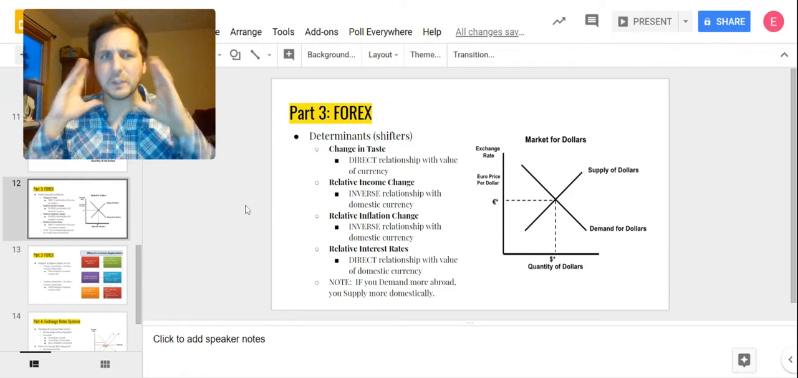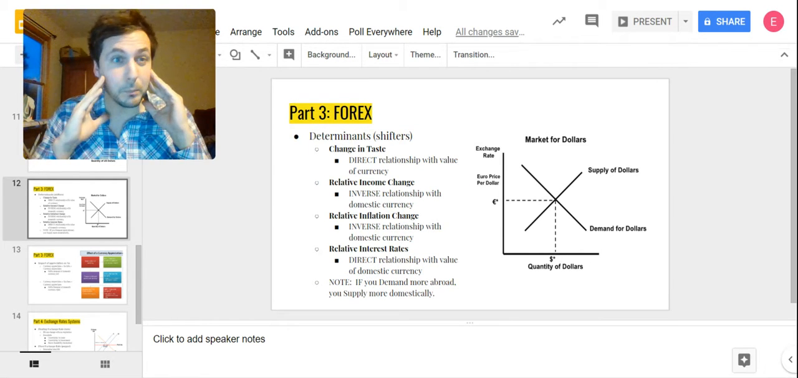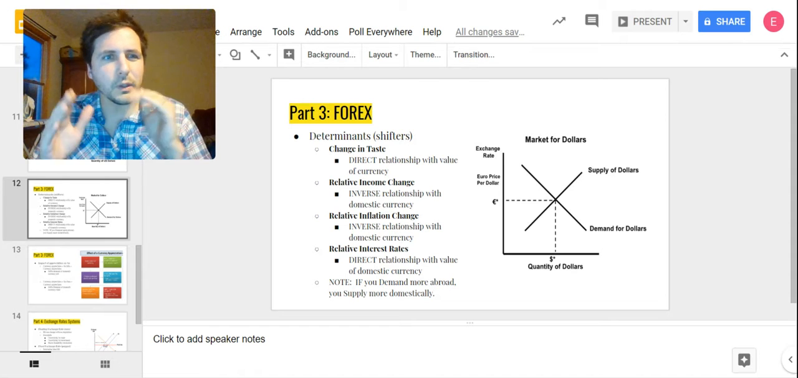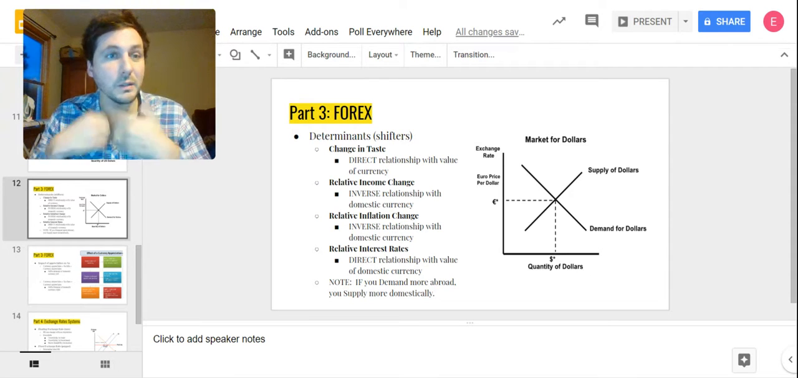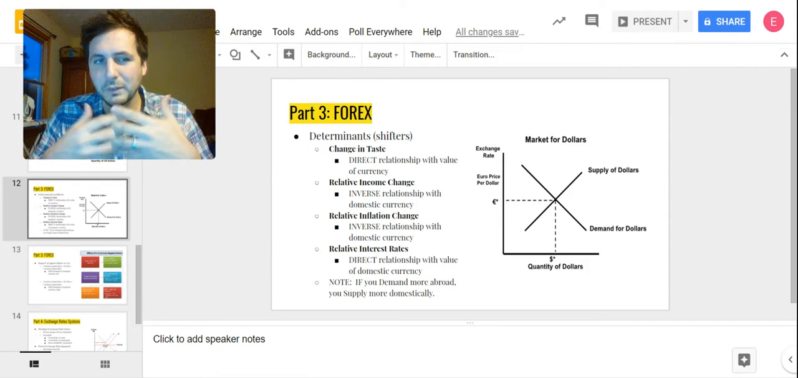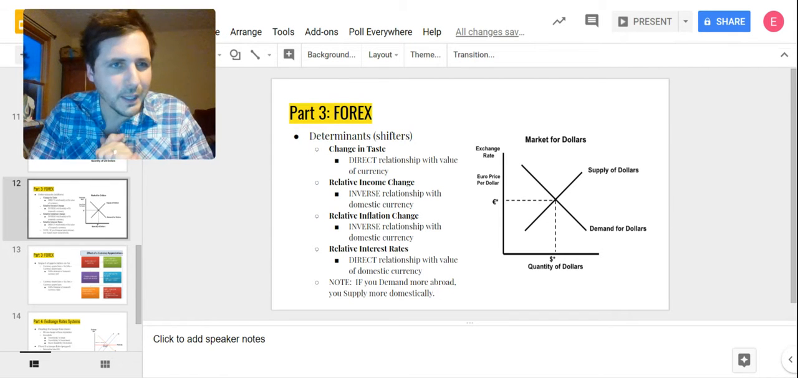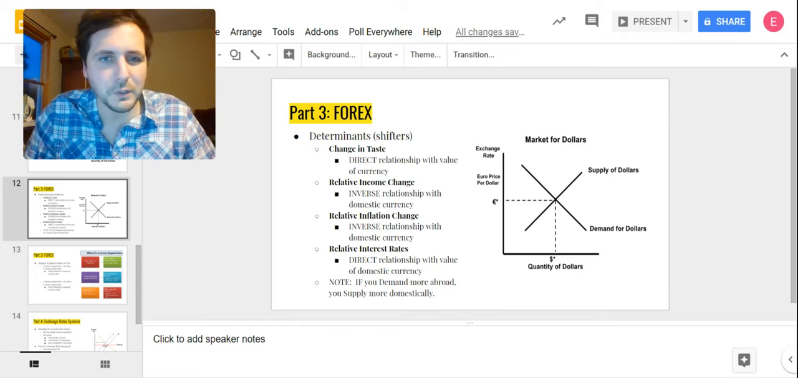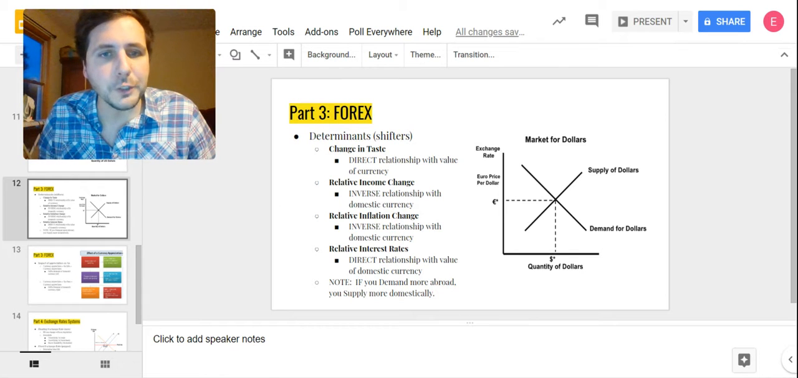And whenever you're thinking about this, just think of how it impacts exports and imports, right? Because if they demand more of our goods, then the demand is going to go up for our currency. If they demand fewer of our goods, then demand is going to go down for our currency, and that kind of gives you that key we talked about at the very beginning of this video. All right, what about inflation?